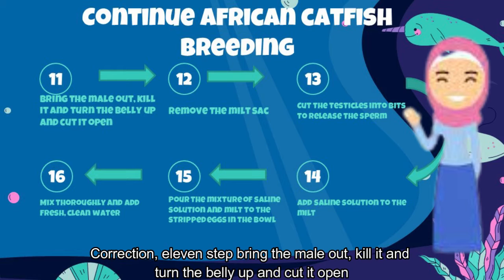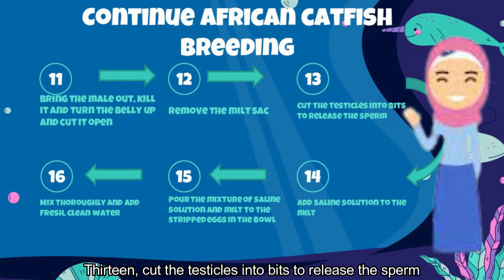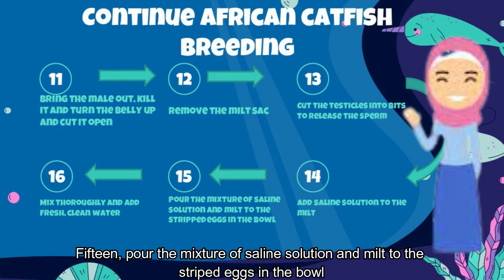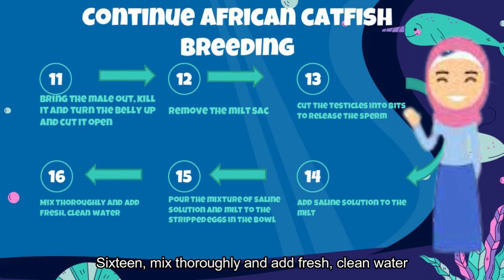Correction. 11. Bring the male out, kill it, take the belly out and cut it open. 12. Remove the milt cells. 13. Cut the testes into bits to release the sperm. 14. Add the saline solution to the milt. 15. Pour the mixture of saline solution and milt onto the stripped eggs in the bowl. 16. Mix thoroughly and add fresh clean water.